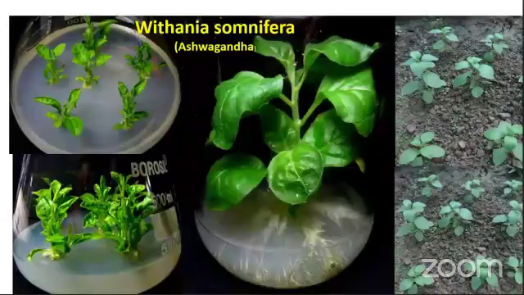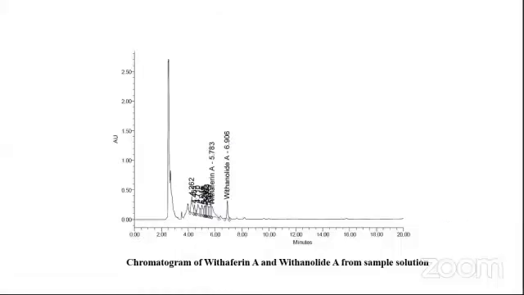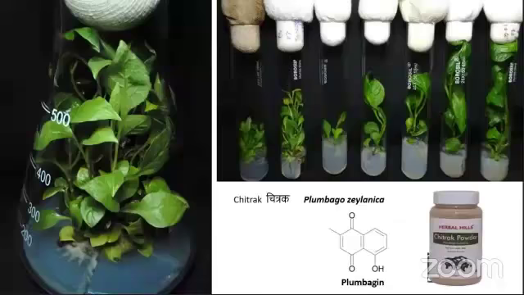And you see here, we also generate a huge number of Ashwagandha, or Withania somnifera. After regeneration, we transfer them to field conditions to check the secondary metabolite content. And that we also check through withaferin A and withanolides using HPLC and other chromatographic methods.